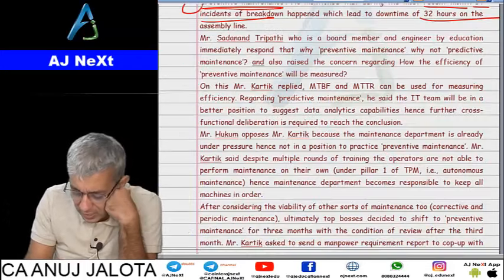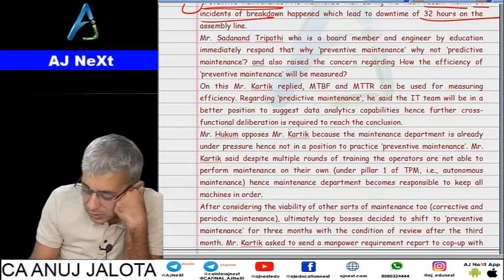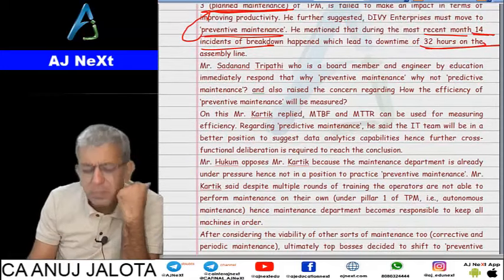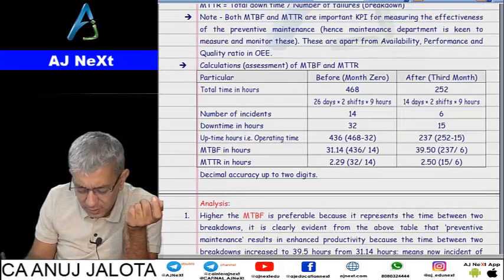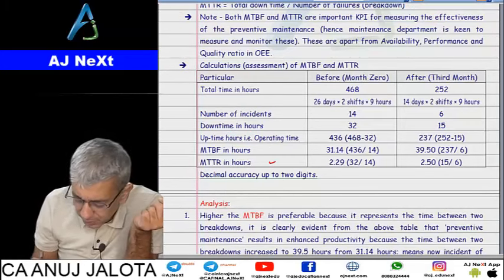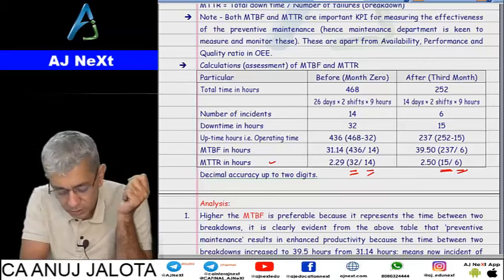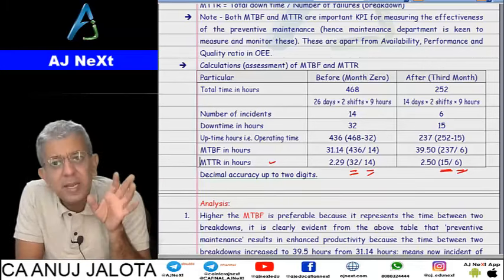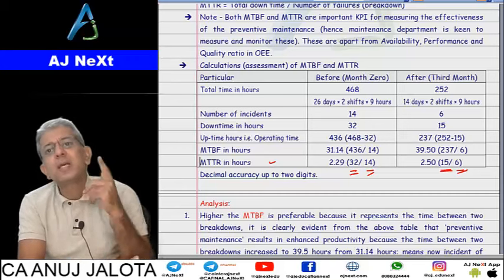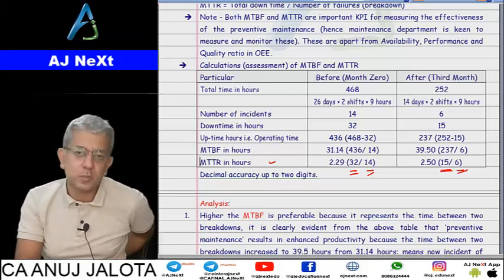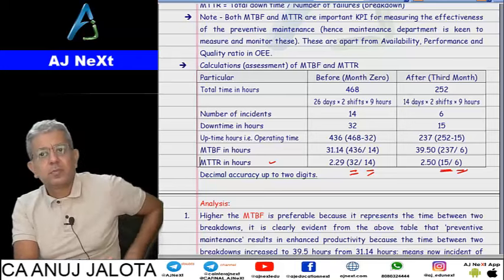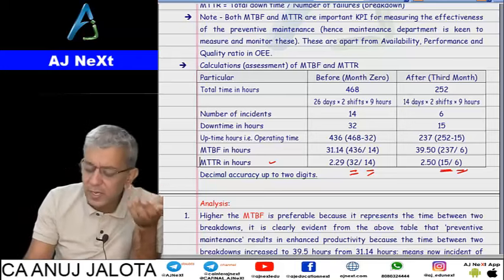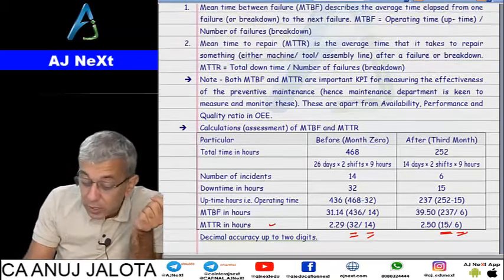And over there, I think it will be 32 hours divided by 14. Mean time to repair, yeah, it should be that particular thing only. Mean time to repair, that is 15 upon 6 and that is 32 upon 14. Okay, now there is one data. Now mean time to repair, I'm asking you, should be as high as possible or should be as low as possible? Think. Chalo, so in any case, till that time, we'll try to do the other one.